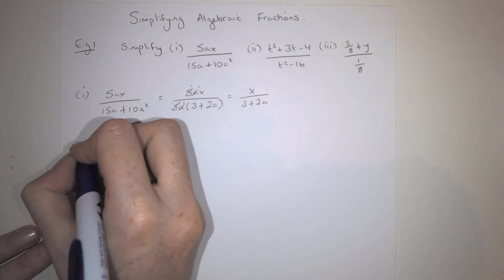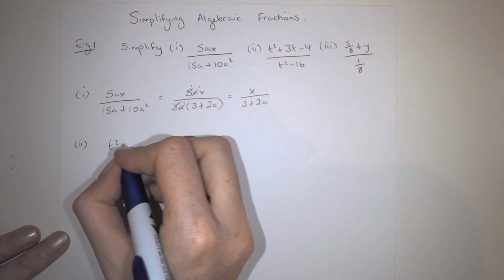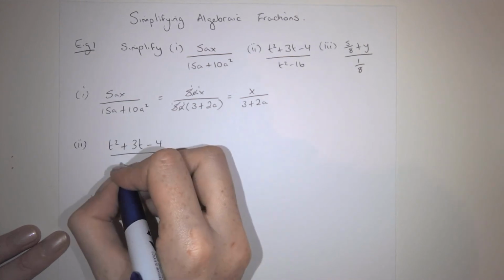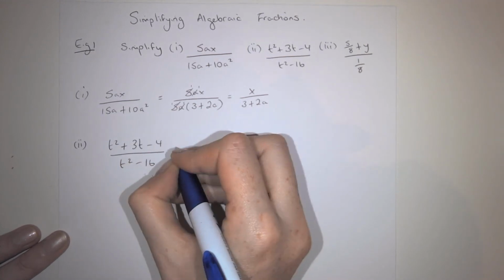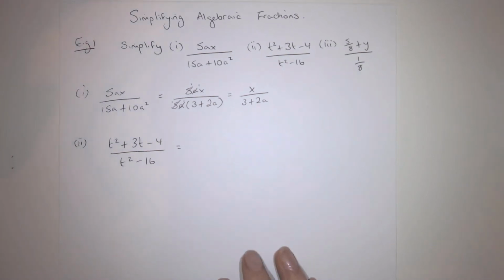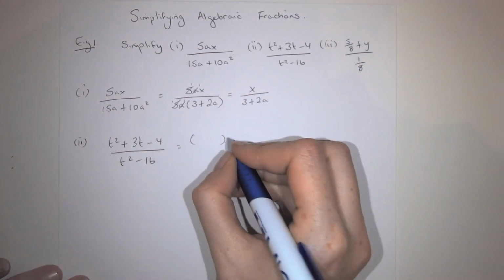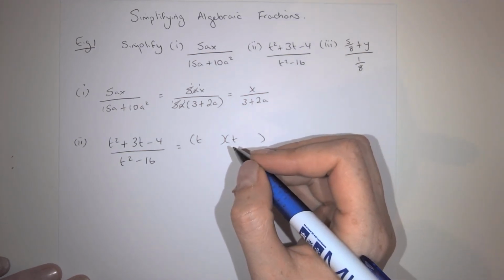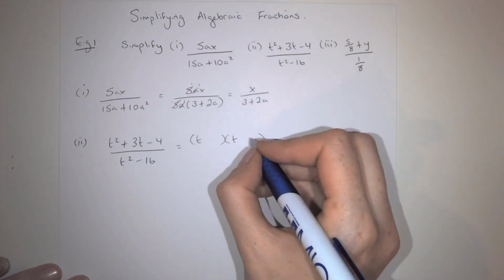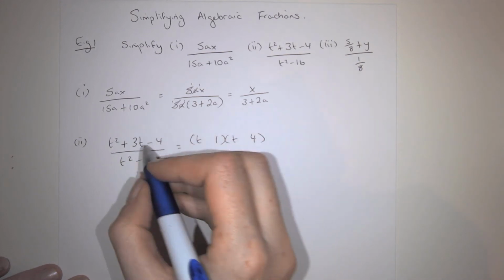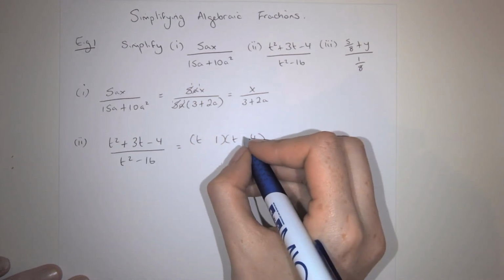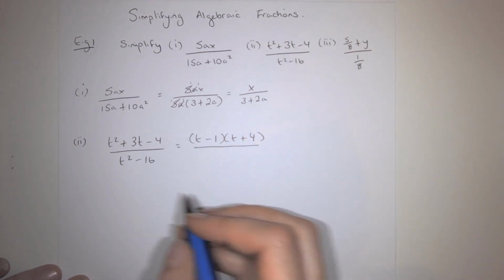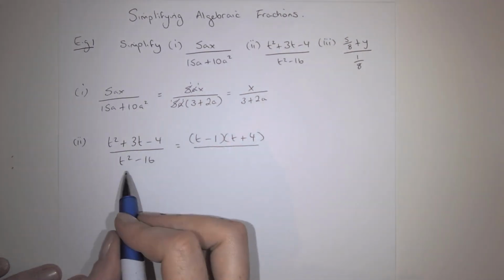So the second part then, I have t squared plus 3t minus 4 all over t squared minus 16. So I look at the top part, it looks like a quadratic. So I'm going to try and open two brackets. So I've got t and t, factors of 4, 2 and 2, 4 and 1, so I'm going to go with 4 and 1. And then I need a plus 3t, so a plus 4 and a minus 1 should give me that.